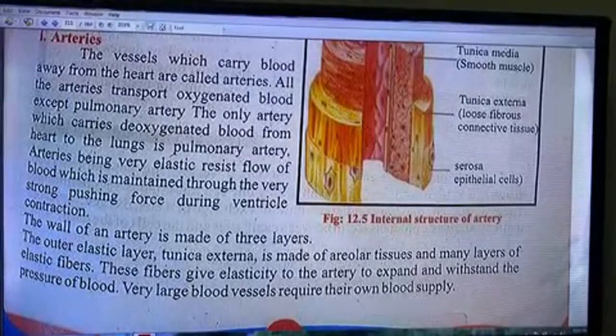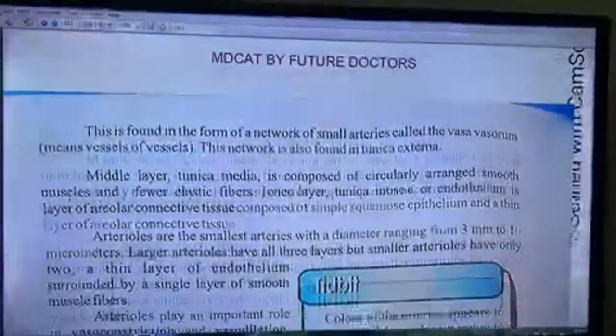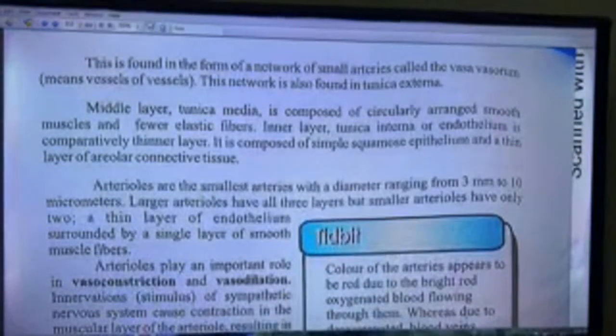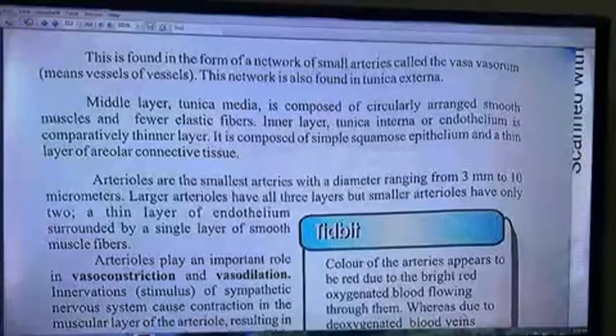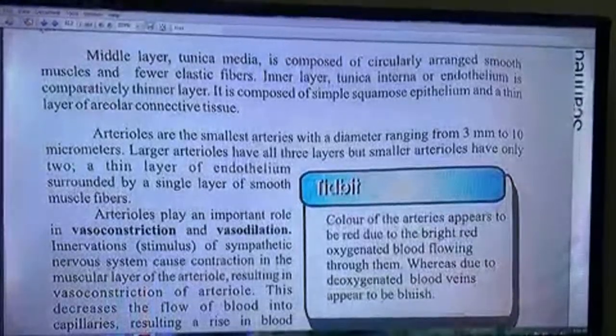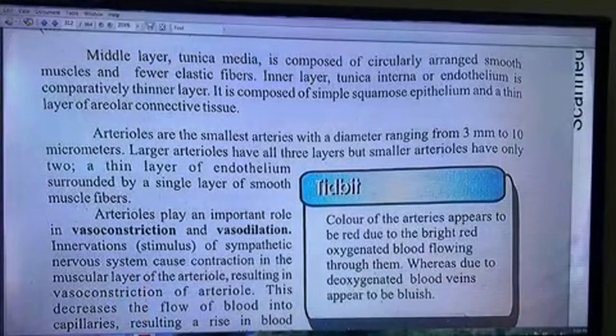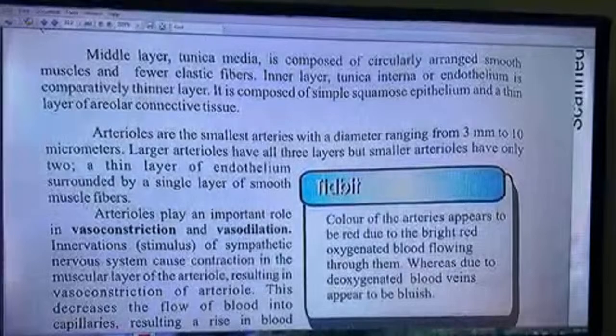Very large blood vessels require their own blood supply. This is found in the form of a network of small arteries called vasa vasorum, meaning vessels of vessels. This network is also found in tunica externa. The middle layer, tunica media, is composed of circularly arranged smooth muscles and elastic fibers. The inner layer, tunica interna or endothelium, is a comparatively thinner layer. It is composed of simple squamous epithelium and a thin layer of areolar connective tissue.